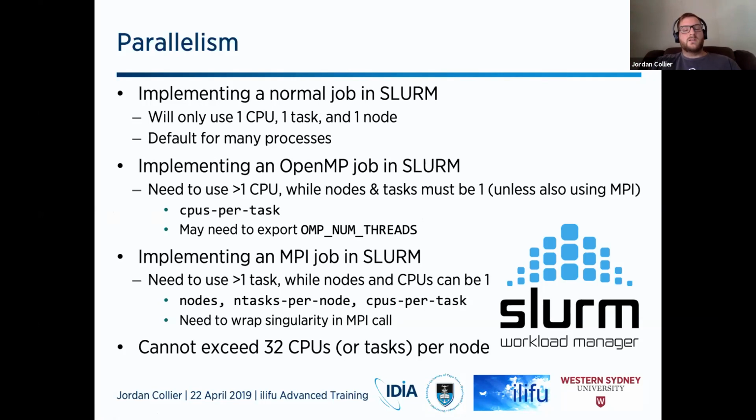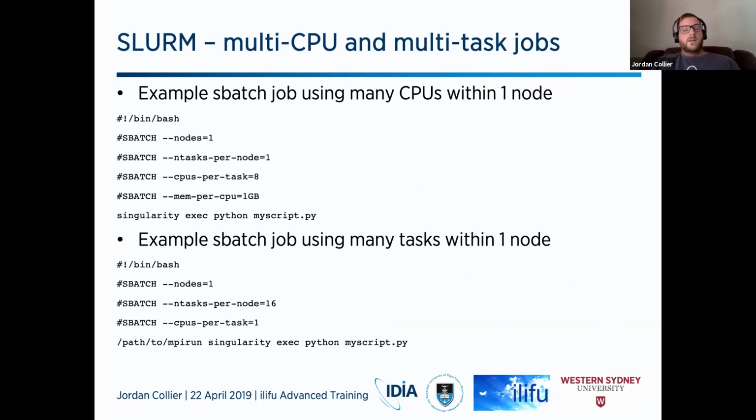And whenever you're doing this, you can never exceed 32 CPUs or 32 tasks per node. And so the product of n tasks per node and CPUs per task can't exceed 32. And in fact, SLURM won't let you request such a job anyway. And so here are some examples.